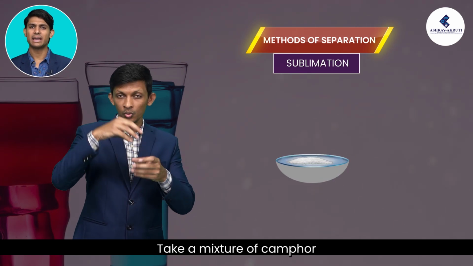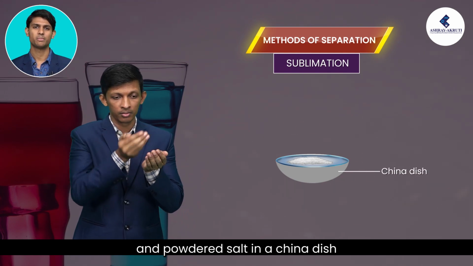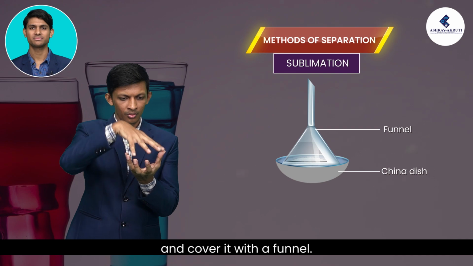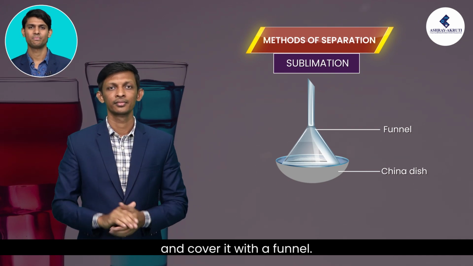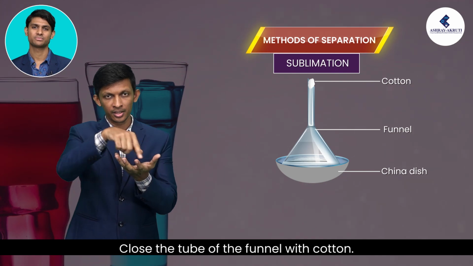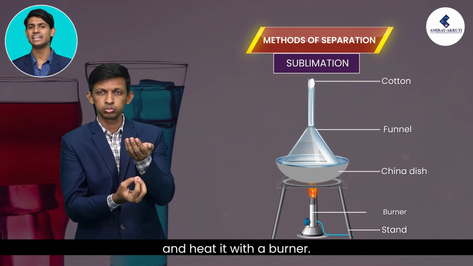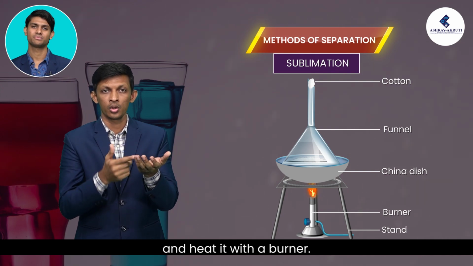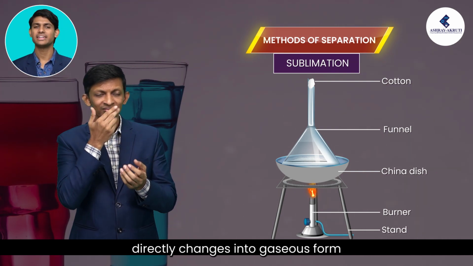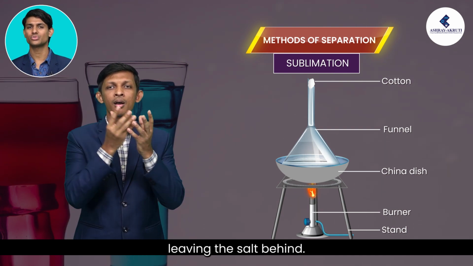To understand sublimation, let's do an activity. Take a mixture of camphor and powdered salt in a china dish and cover it with a funnel. Close the tube of the funnel with cotton. Place the dish on a stand and heat it with a burner. We observe that when heated, camphor directly changes into gaseous form, leaving the salt behind.